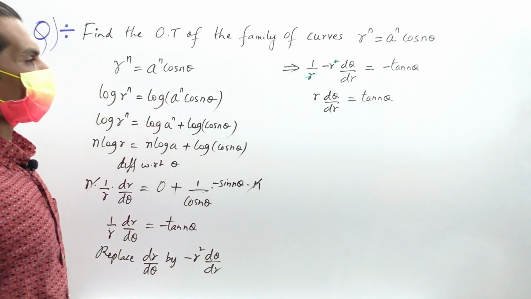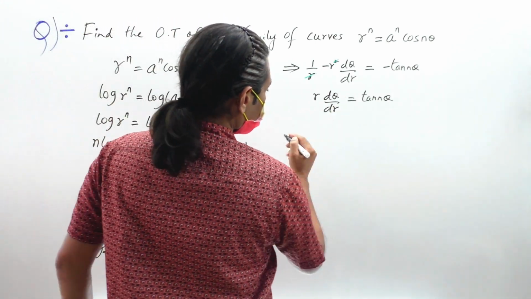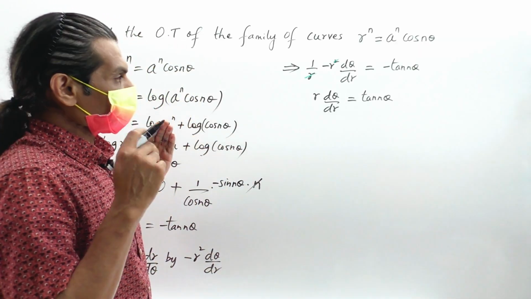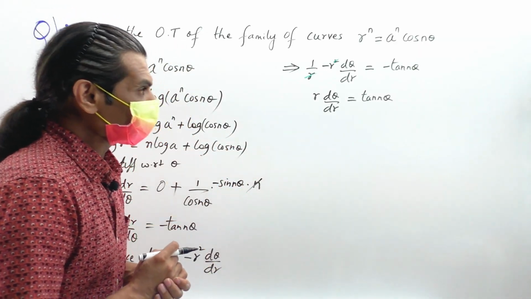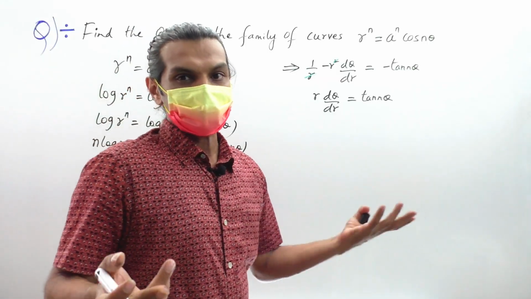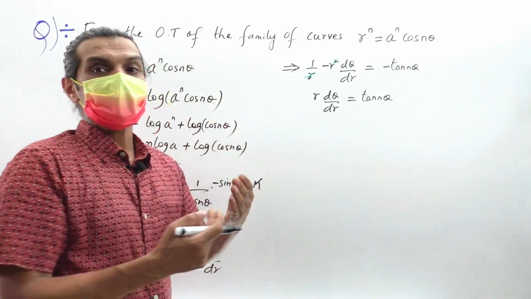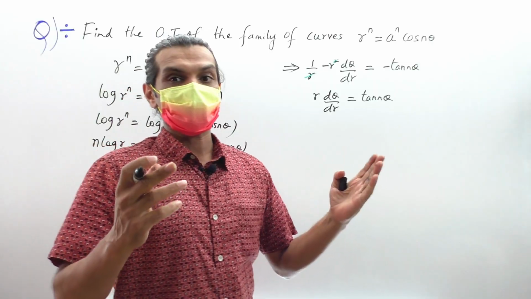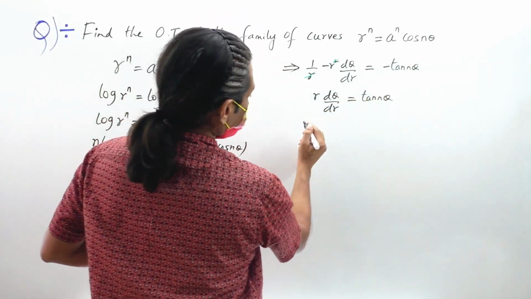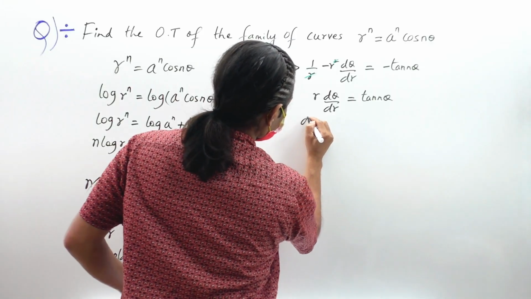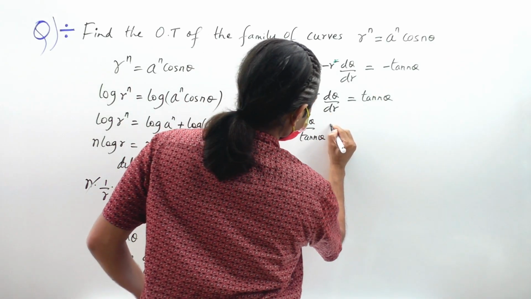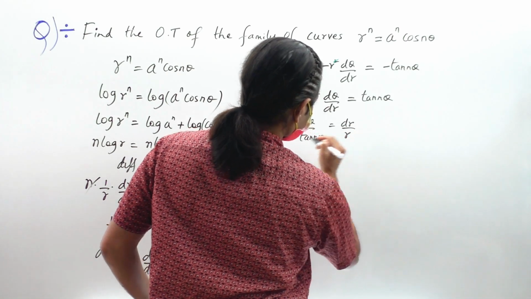Fine. Okay. Now we have this equation here. What is the equation? r d theta by dr is equal to tan of n theta. Now we need to solve the equation to find the solution. So let's separate the theta and r terms here to check how we can solve it. Now I can write it as d theta divided by tan of n theta is equal to dr by r.